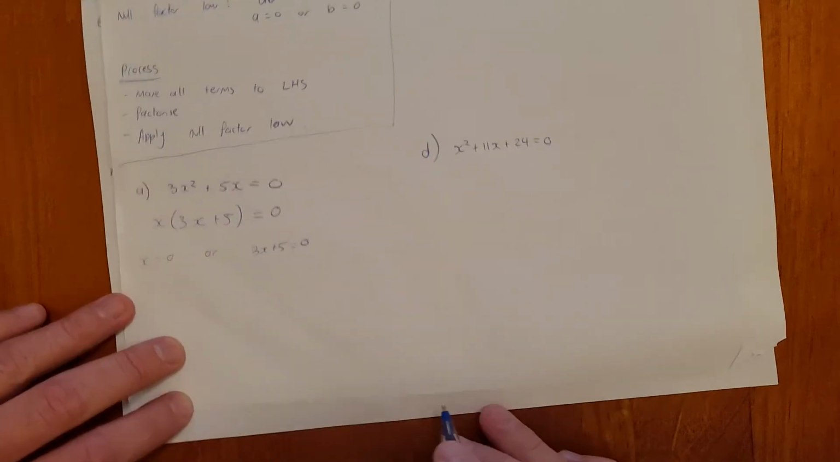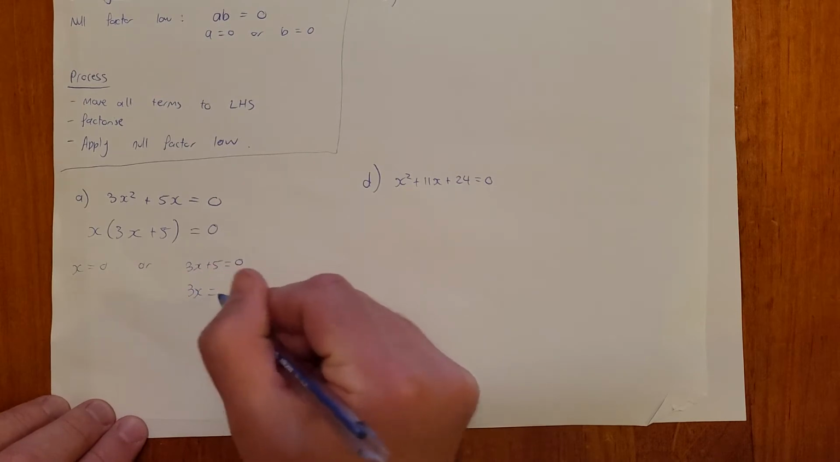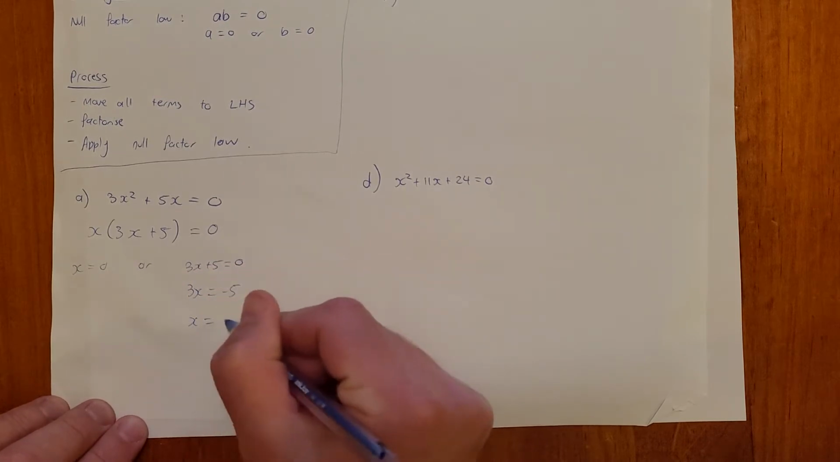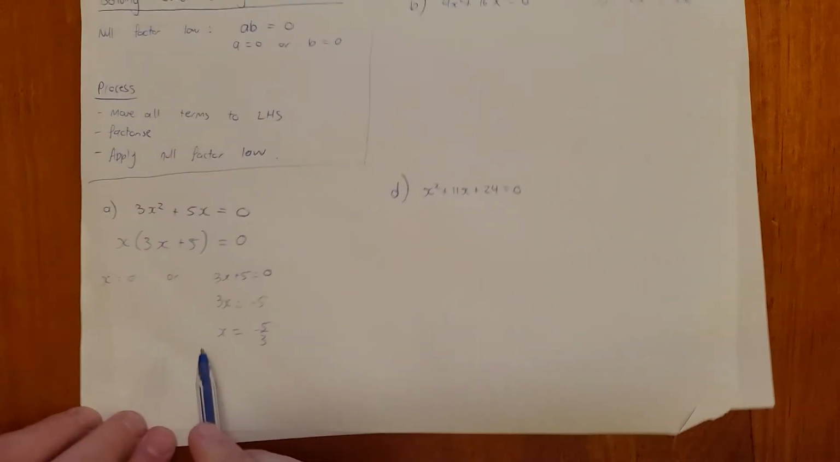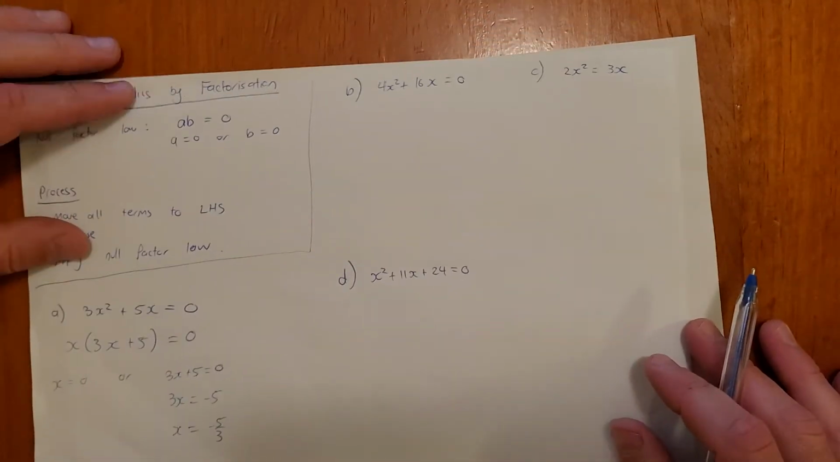And then we need to show the solution in each case. Here our solution will be 3x is minus 5 and x is minus 5 on 3. Okay, so there are two solutions, either x is 0 or x is minus 5 on 3.